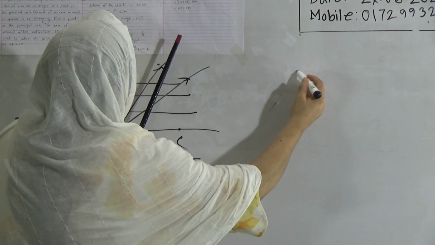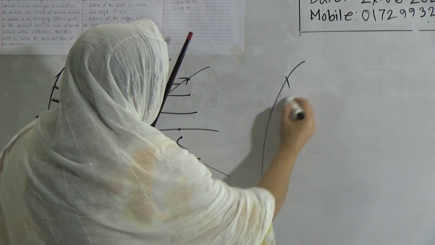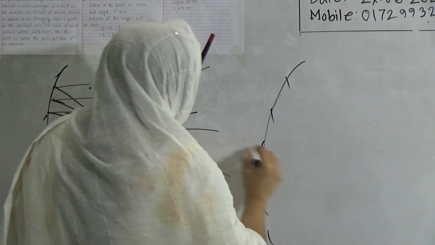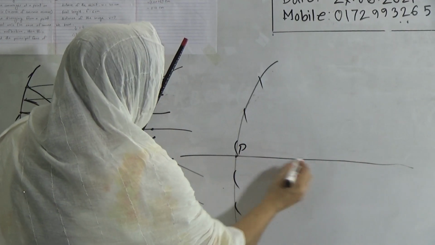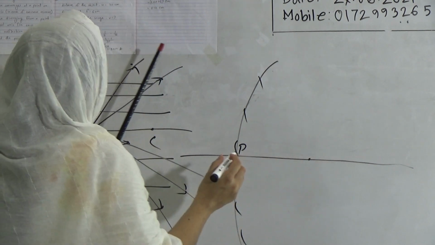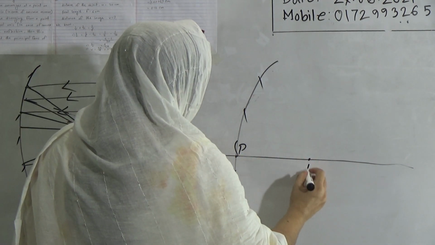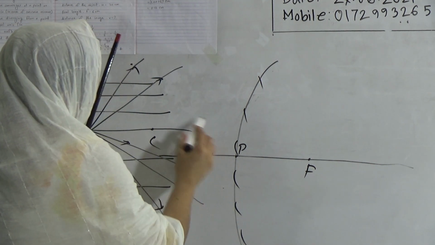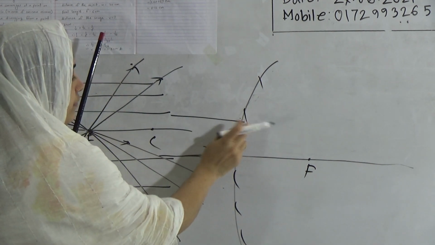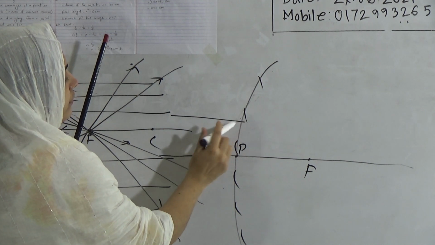This one is a convex mirror, and this one is the principal axis. This one is pole P. This one is the focal point. Okay, so parallel light rays are coming. That one is a convex mirror, so this side is the convex side.